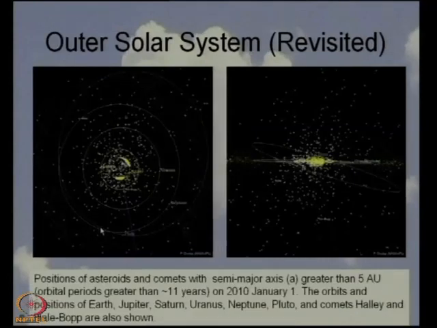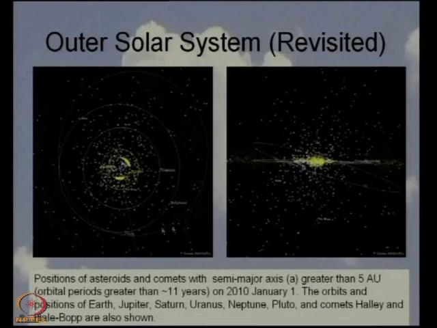This is the outer solar system, again the same thing. Now again, in addition to the planets, we have the asteroids and the comets also shown over here, okay, and you can make out that there is this disk of asteroids over here beyond Neptune. So beyond Neptune you have this belt of asteroids over here. Beyond Neptune there is a belt of asteroids.